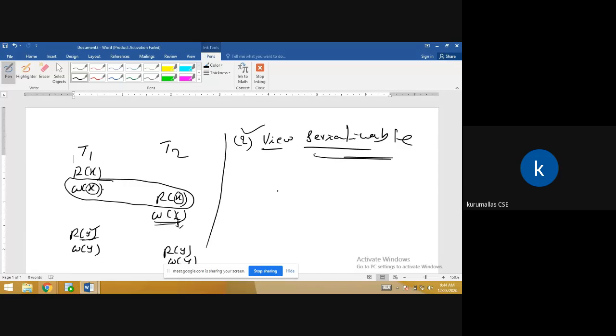And the second one is view serializable. We will see it in the next class. What is view serializable? This is very, very important. You have to remember. Once you complete this, go to some other textbook and material. If you read, you can understand easily.